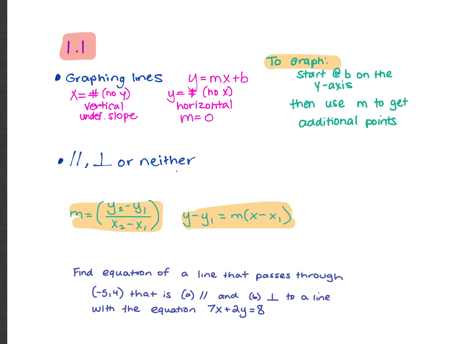It's not going to straight up ask you what's the slope of a horizontal line. Remember parallel and perpendicular. Parallel lines have the same slope, and perpendicular are the opposite reciprocal.